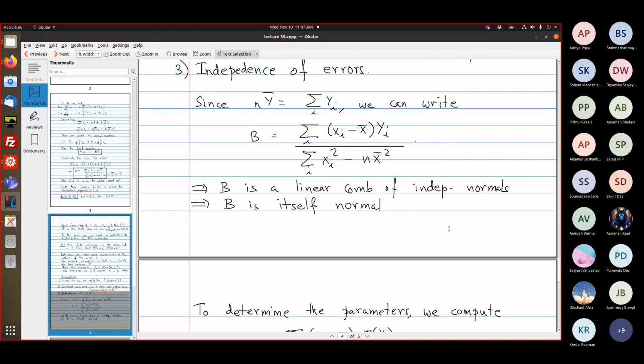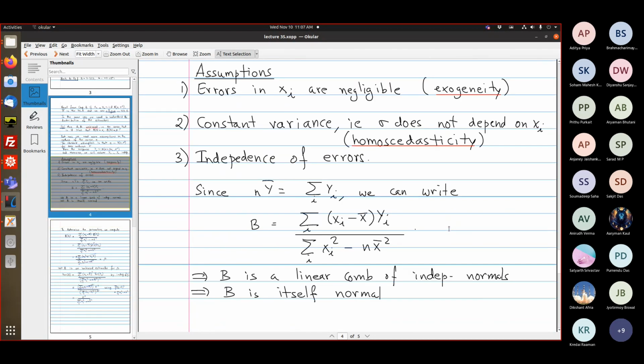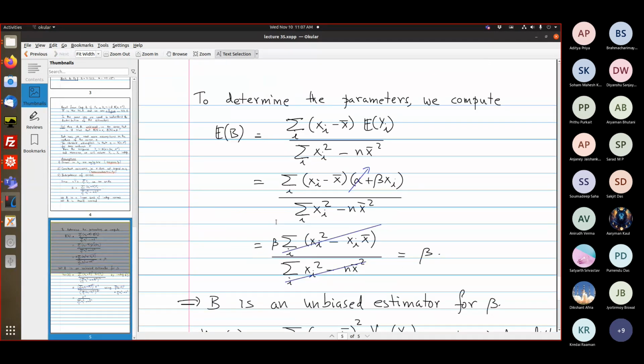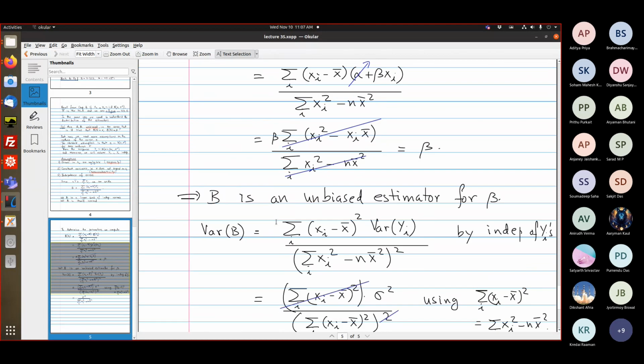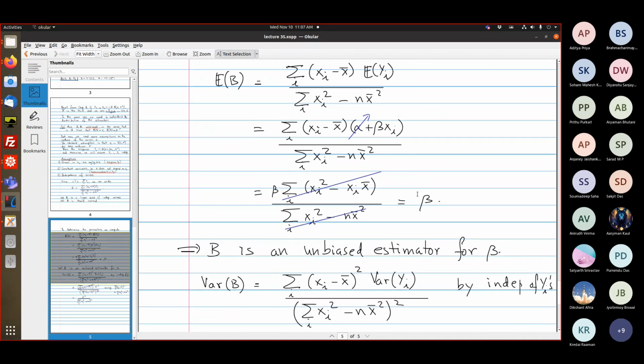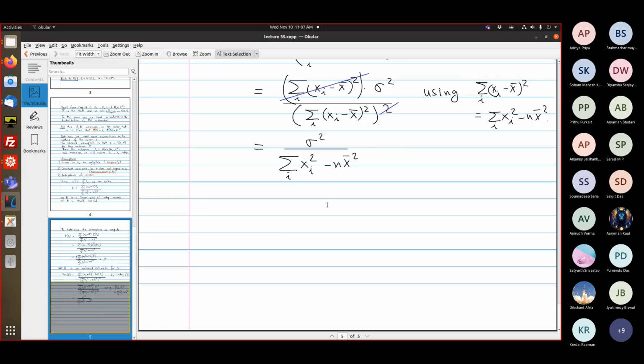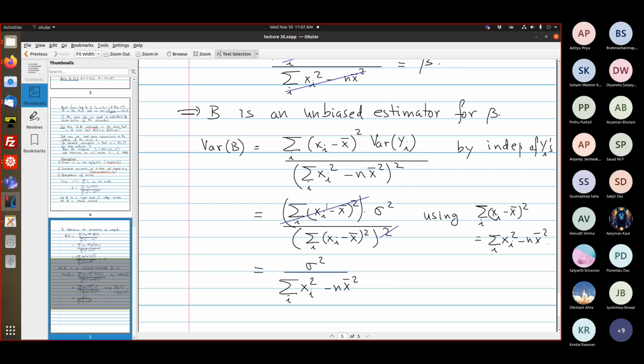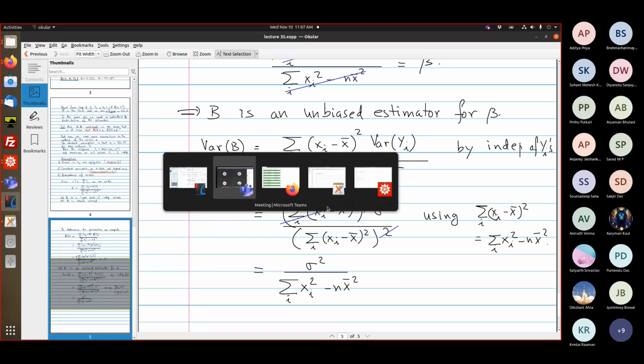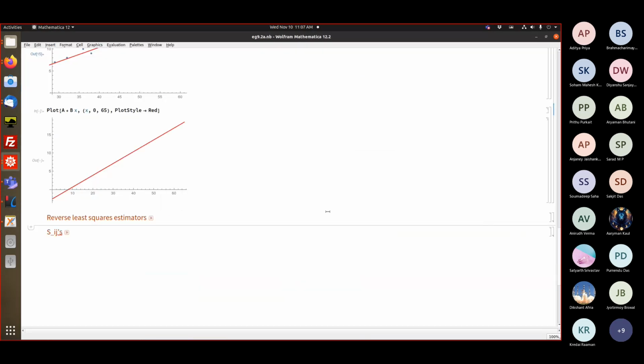And so we had certain assumptions, and we determined, of course, A and B are linear combinations of normals from the formula, and therefore they are also normals. So we determined the mean for B and showed that it's an unbiased estimator for beta, and we also determined its variance. So now I want to show you something which might have escaped your attention.